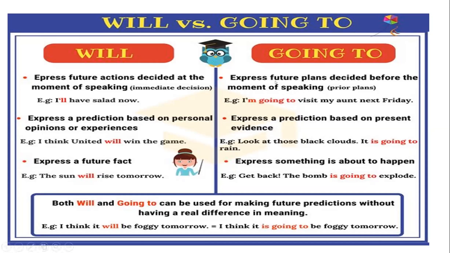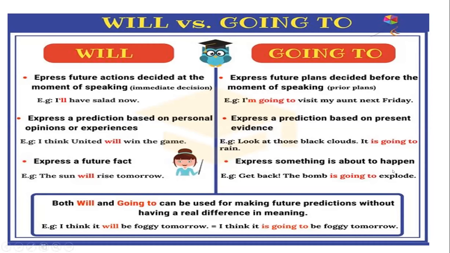But going to, we use it to express future plans decided before the moment of speaking. It means that I have been planning for that. They are prior plans. Example, I say, I'm going to visit my aunt next Friday. So I'm decided to go and I will do it because I have already planned. Also, it expresses a prediction based on present evidence, right? Look at those black clouds. It's going to rain. So it's for sure that if you have black clouds, it's 100% probability that it will rain.